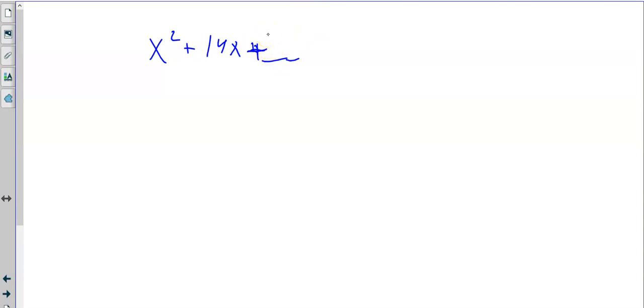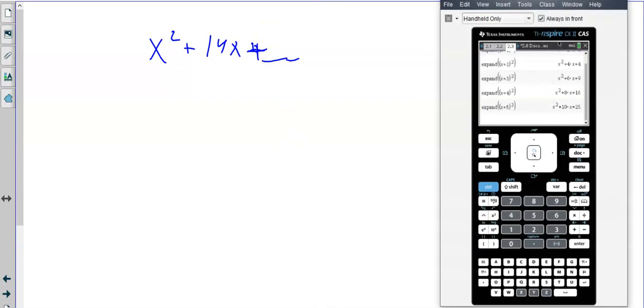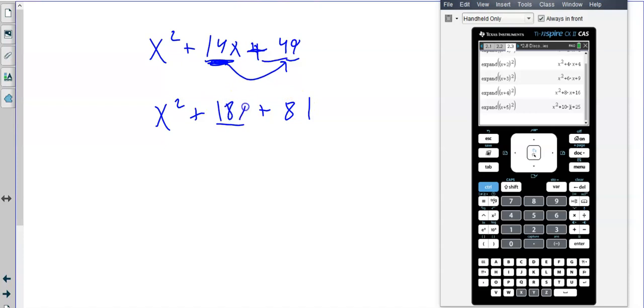If you look at the pattern there, it may not be obvious. I'm guessing this is going to be 49, because if you take half of this number, 7, and square it, you get 49. If I don't tell you the middle term, but I tell you the last term is 81, do you have a guess what the middle term would be? The square root of 81 is 9. 9 times 2 is 18. I think it would be 18x.